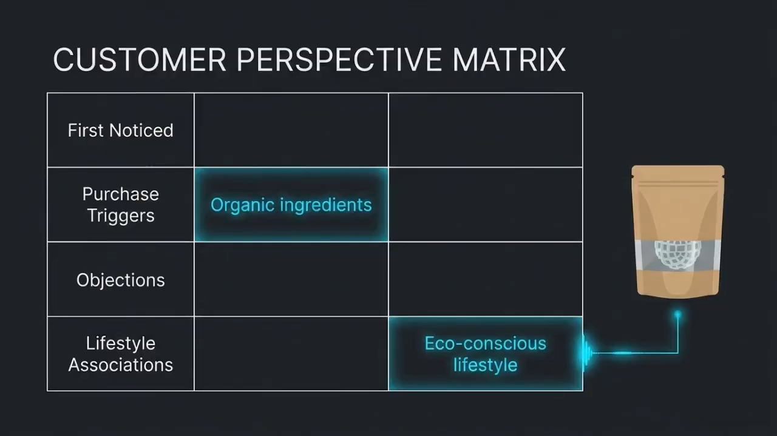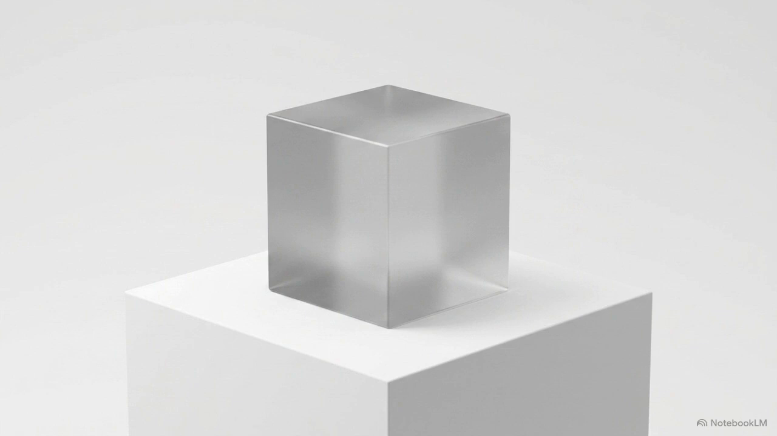This is the customer perspective matrix. The context for the organic granola inside the pouch was derived from identifying the target customer's purchase triggers. The eco-friendly visual aesthetic of the lighting and material was dictated by the desired lifestyle associations node. Standard 3D prompt engineering frequently produces commercially useless images because it ignores this psychological dimension in favor of pure geometry.